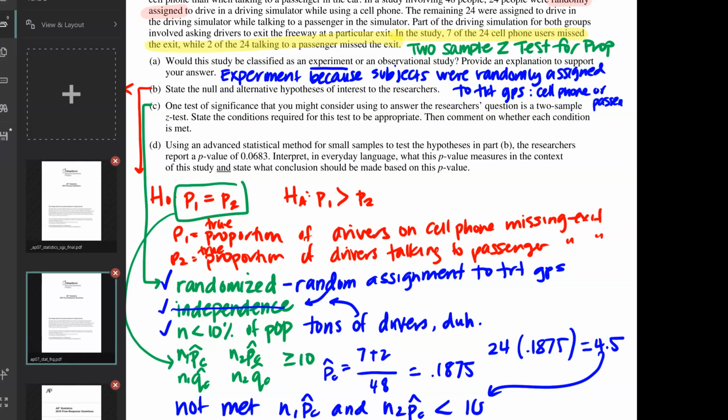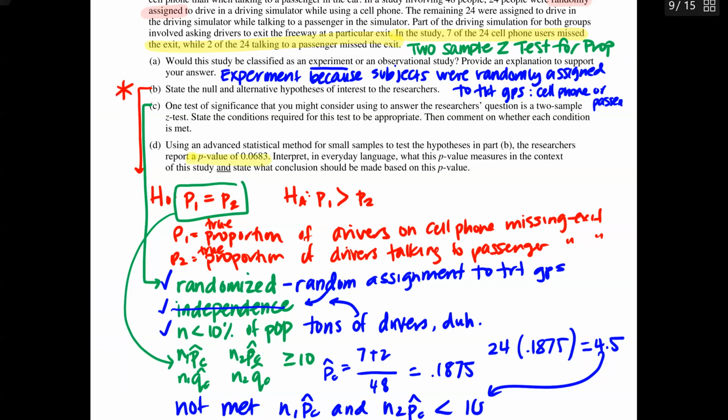Part D does what I expect them to do on the AP. They basically say, hand wave, we've done the stats, here's the p-value. Here it is. We've given it to you. You don't need to plug stuff into your calculator. This is no longer AP calculator. This is AP write giant sentences.